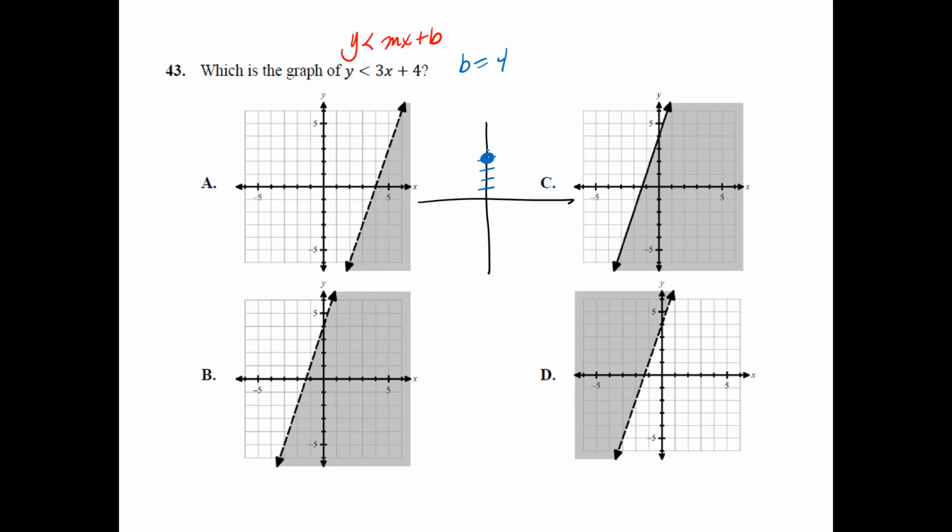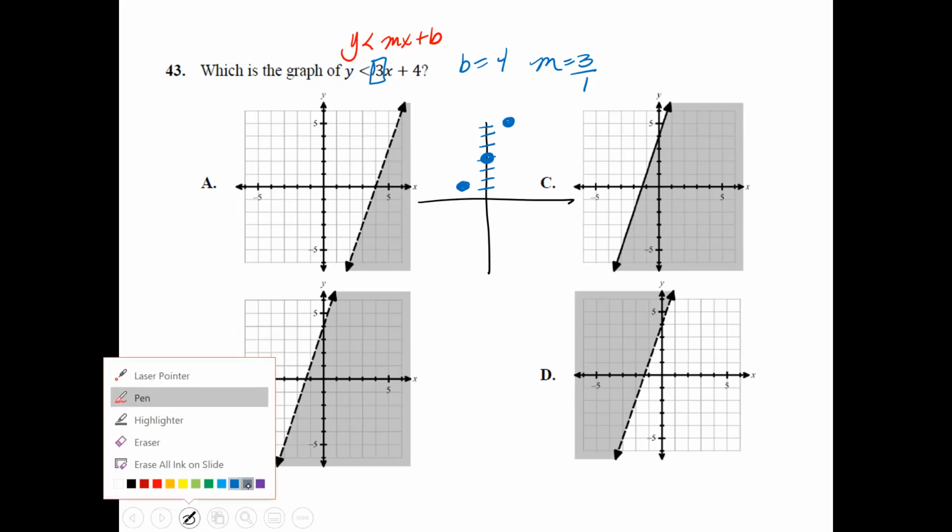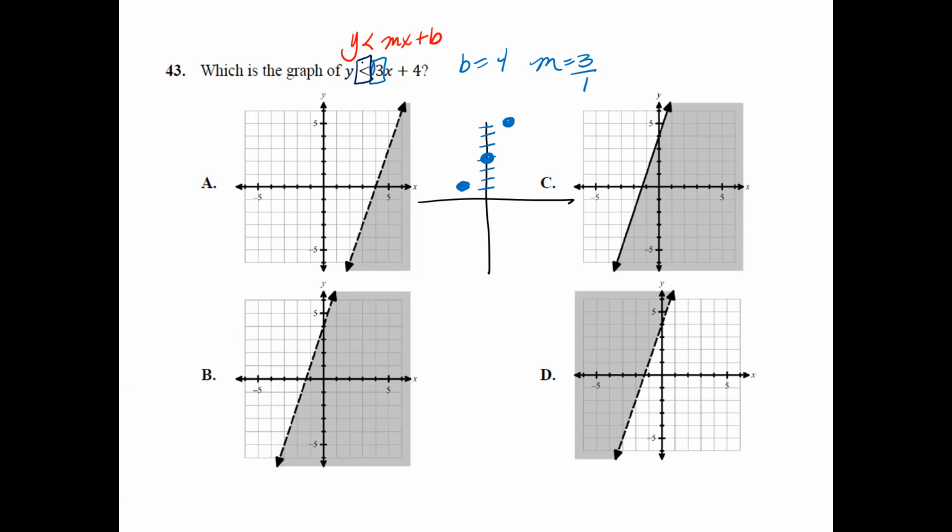And then from there, I'm going to look at my m. My m is 3/1. It's that number in front of the x, which means I'm going to go up 3, 1, 2, 3, over to the right 1. Or you can go down 1, 2, 3, down over to the left 1. And then from there, if you take a look at the sign, do you see how there's no equal sign? So it's going to be a dotted line. So immediately I'm like, it can't be C because C is a solid line.